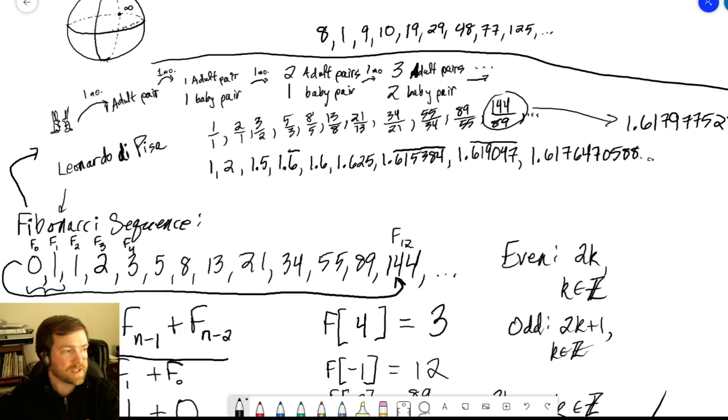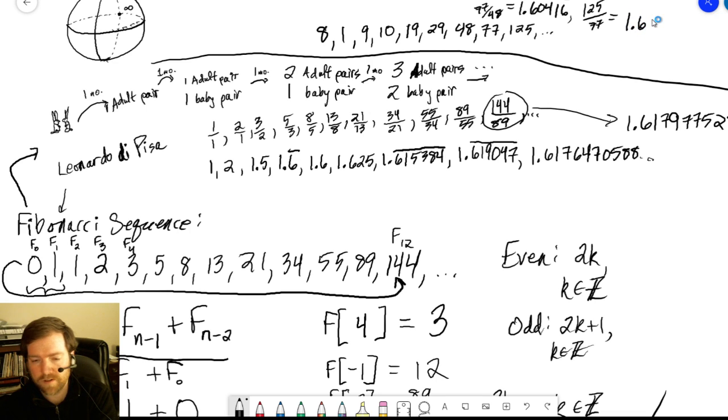Alright, if we take successive ratios of these values, obviously the first few are just going to be crazy, so we'll skip that. But 77 over 48 is 1.60416 repeated, and 125 over 77 is 1.62337663. And it keeps going on like that.